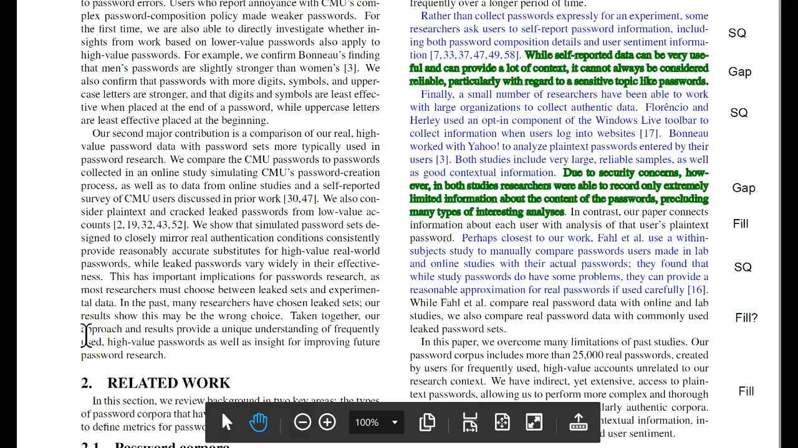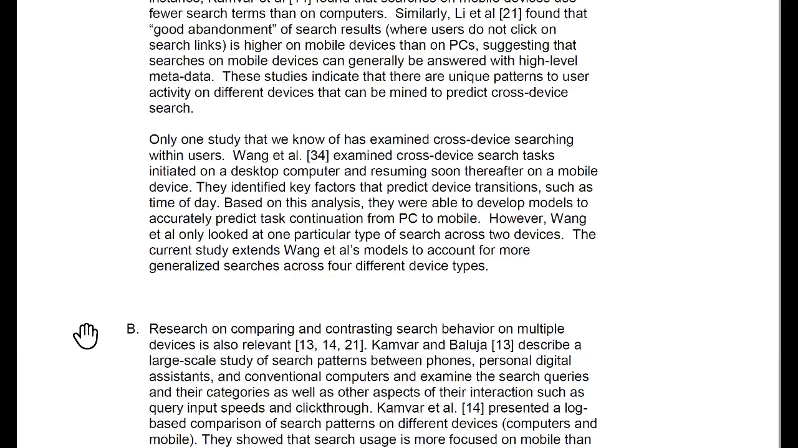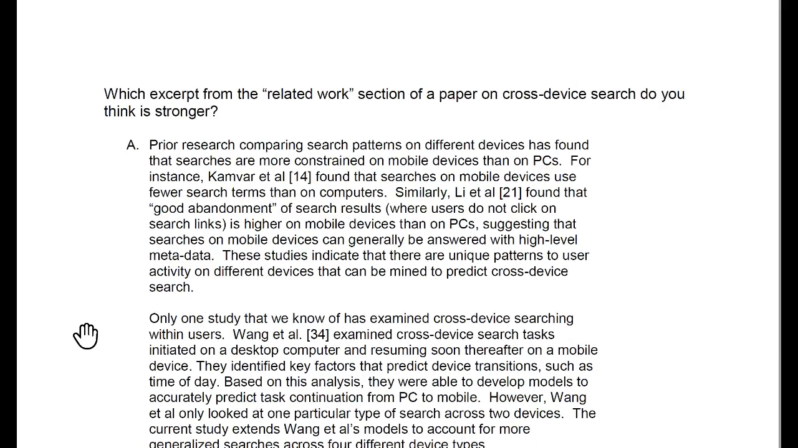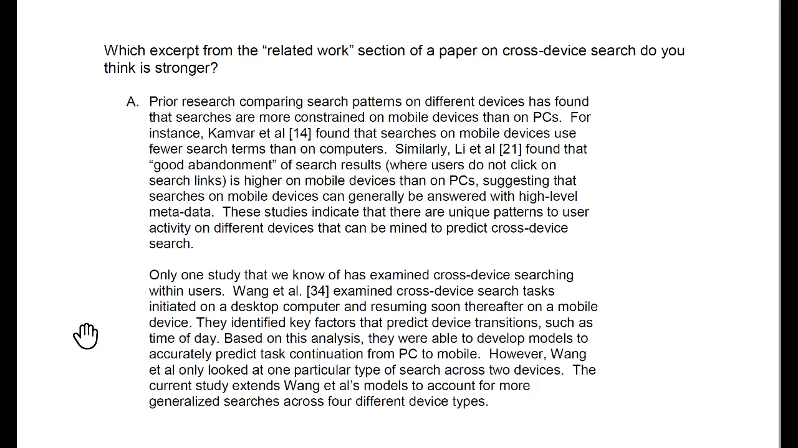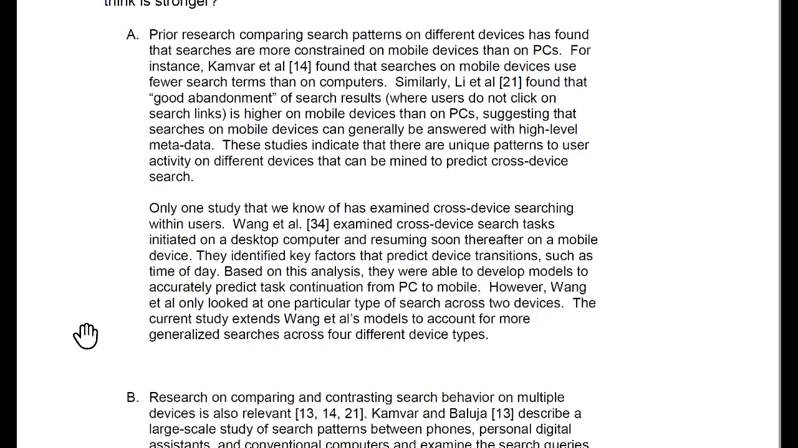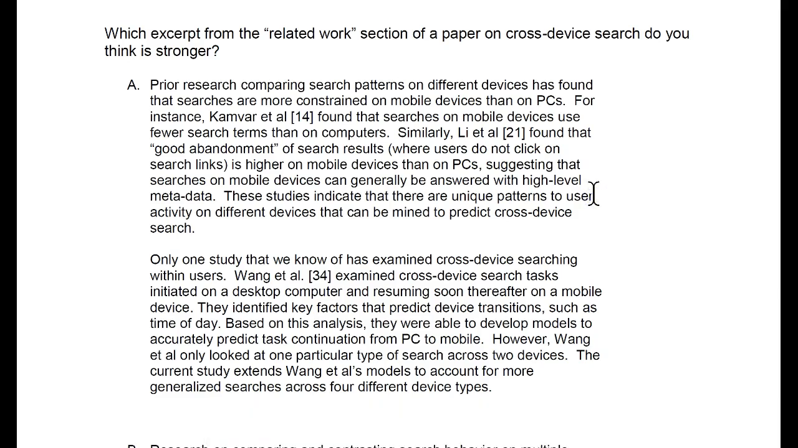So based on this criteria, this model, I'd like you to move up to the first two studies from a related work section on a paper also in computer science. Go ahead and pause your video and figure out which version is stronger, version A or version B, and see if you can articulate why. So hopefully you saw that version A was the stronger of the two versions.